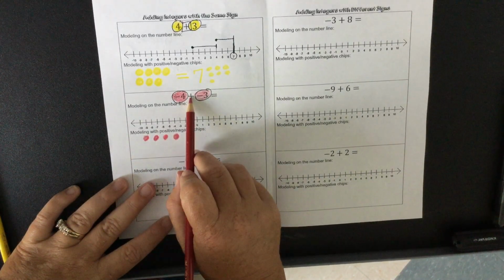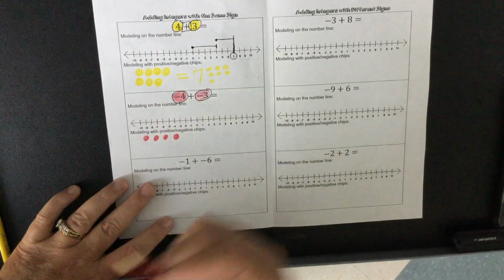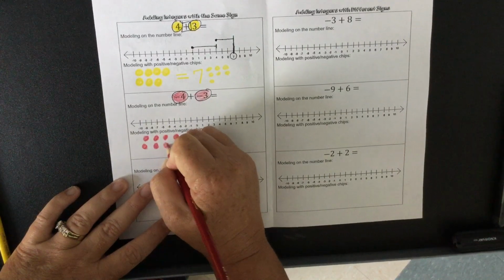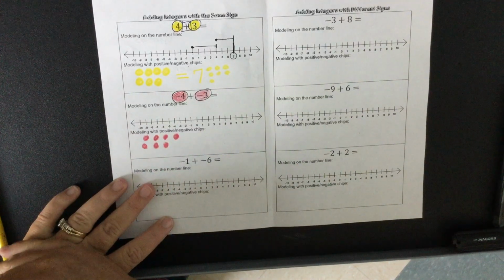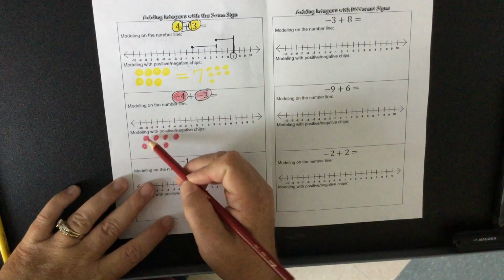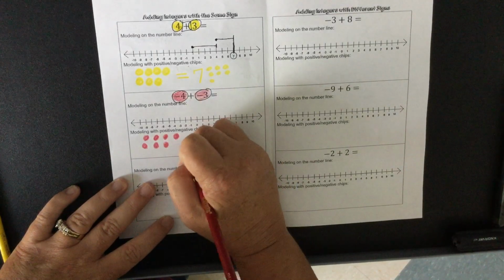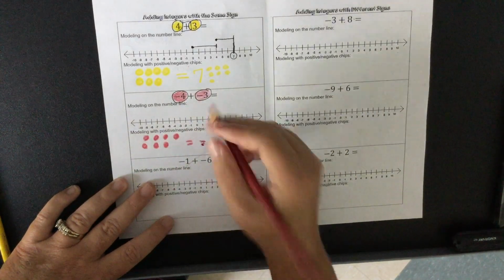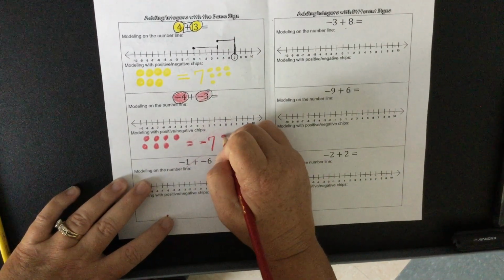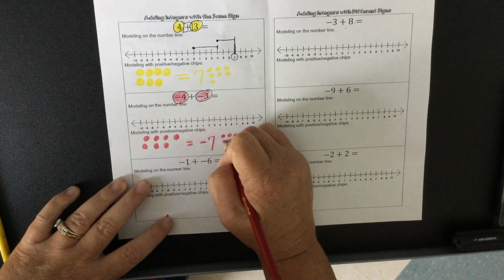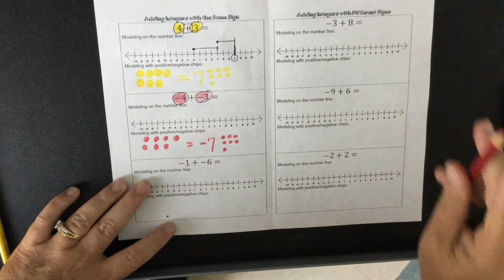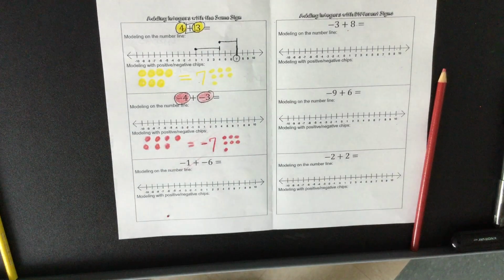And to this 4 negatives, I'm adding 3 negatives. Did I make any 0 pairs? No. What am I left with? 1, 2, 3, 4, 5, 6, 7 negatives. Negative 7. Does it matter if I put that negative? Yes. Absolutely, because if I didn't put that negative, I would assume that it is a what? Positive. Awesome.